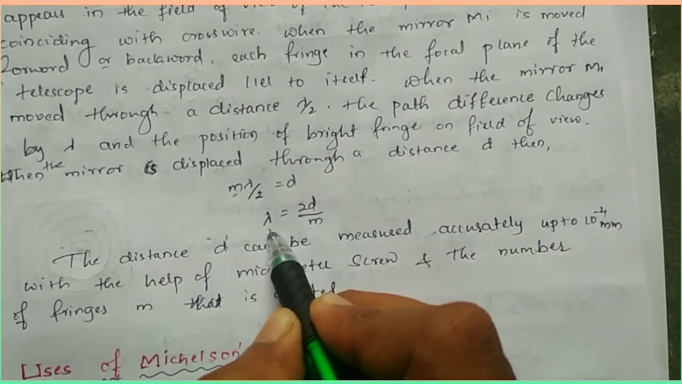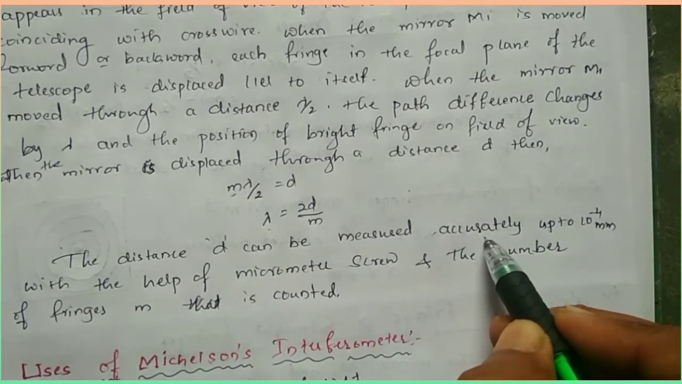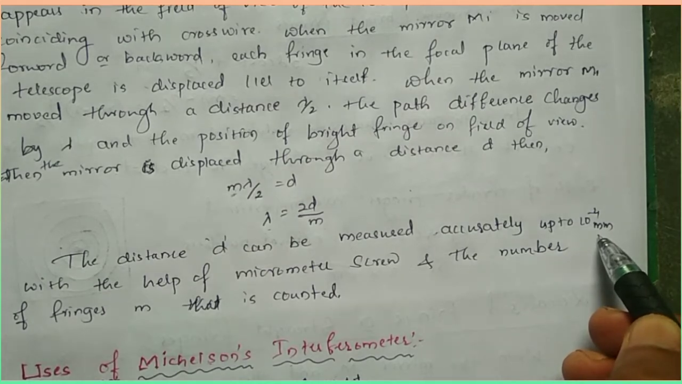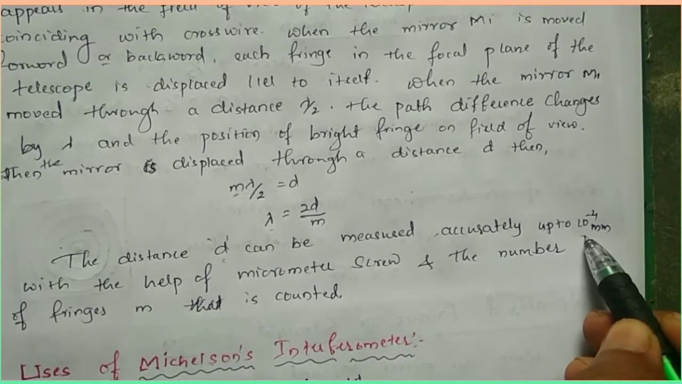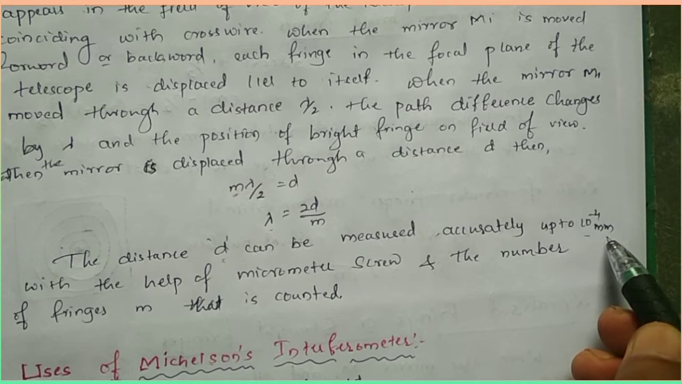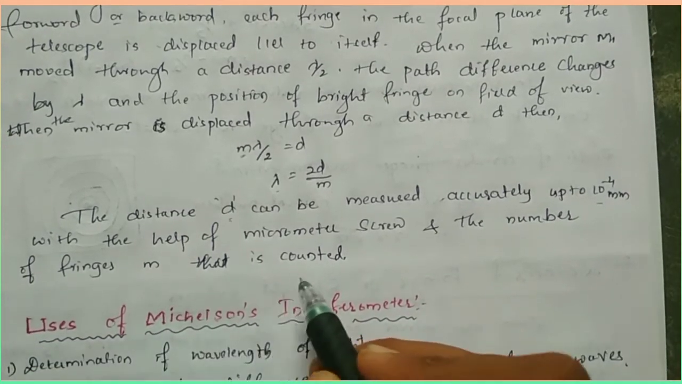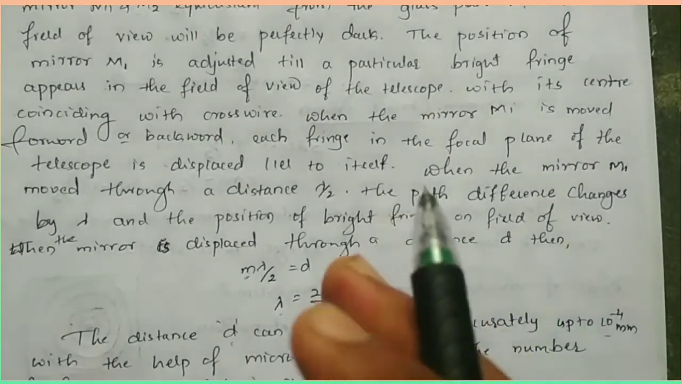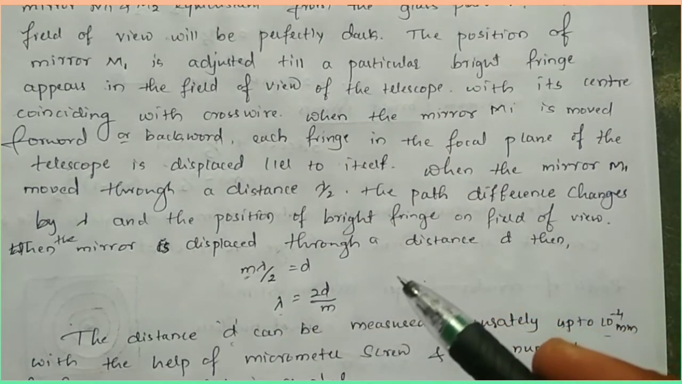Here lambda is the wavelength, and the distance D can be measured accurately up to 10 to the power minus 4 millimeter, a very small measurement, with the help of a micrometer screw, and the number of fringes m is counted. And this is about the determination of wavelength of monochromatic light. It will be asked for 5 marks.